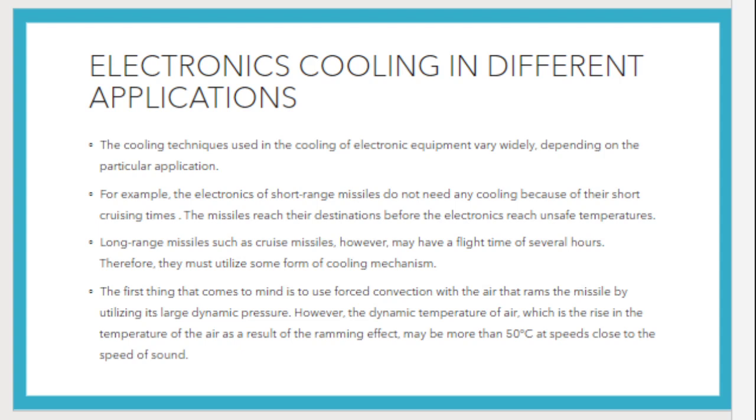Long-range missiles, such as cruise missiles, however, may have a flight time of several hours, therefore, they must utilize some form of cooling mechanism. The first thing that comes to mind is to use forced convection with the air that rams the missile by utilizing its large dynamic pressure. However, the dynamic temperature of air, which is the rise in the temperature of air as a result of the ramming effect, may be more than 50 degrees Celsius at speeds close to the speed of sound.